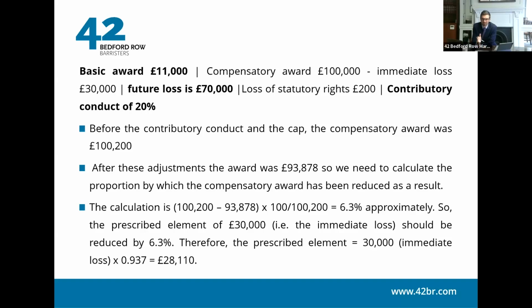Before the contributory conduct and the cap, you would have had a compensatory award of £100,200. But after the adjustments, it's obviously less than that. And it's that percentage difference that also needs to be applied to the prescribed element. So finding the percentage difference here comes to approximately 6.3%, shown here. So the immediate loss was £30,000. That needs to be adjusted by 6.3% as well. Therefore, in this example, the prescribed element, that part of the award to be held back for the DWP to consider what, if anything, it wants to take from, is also reduced and becomes £28,110.